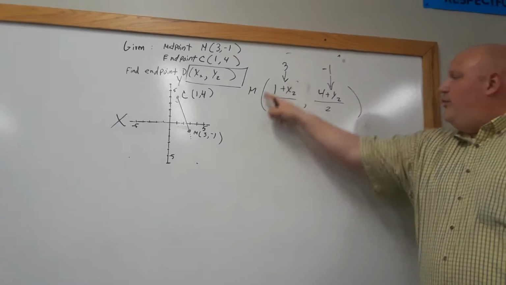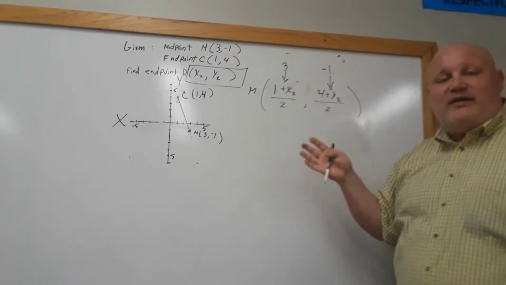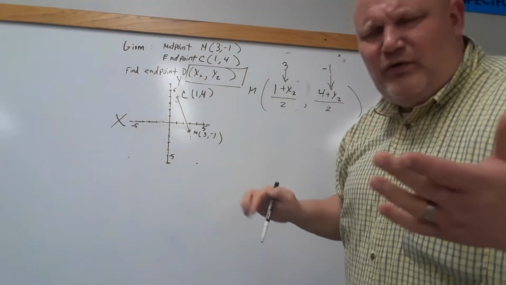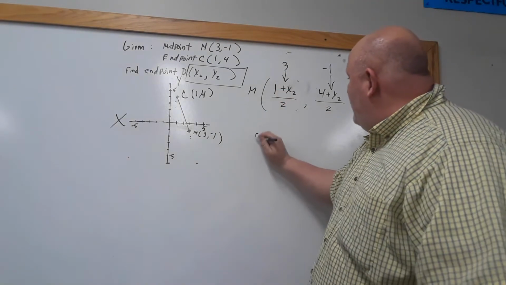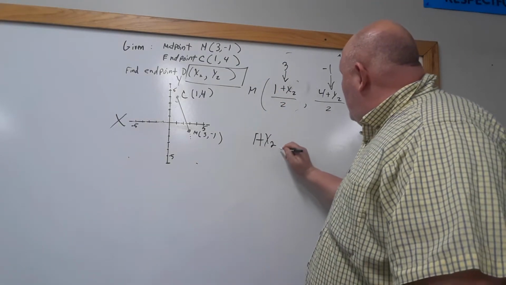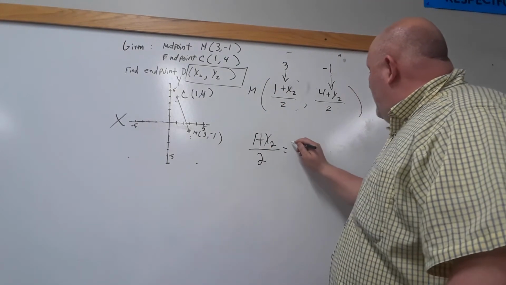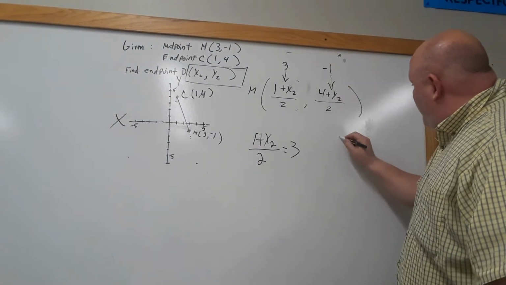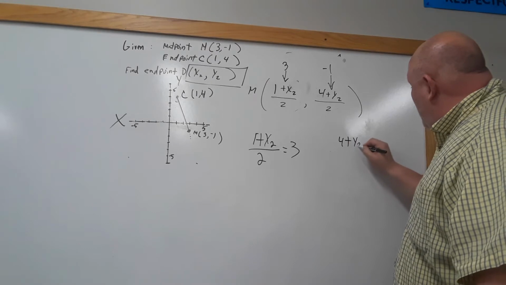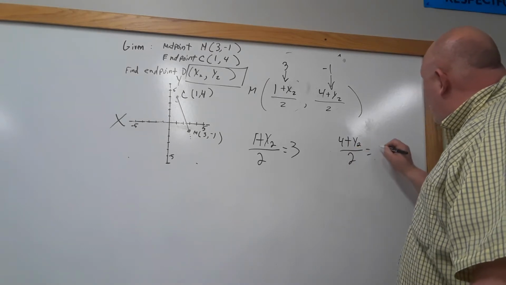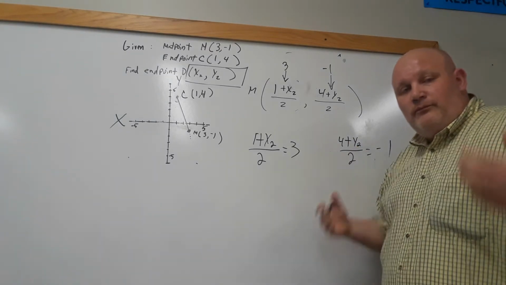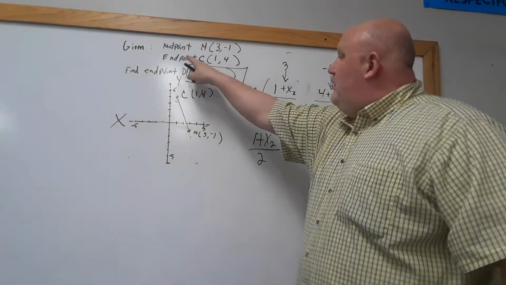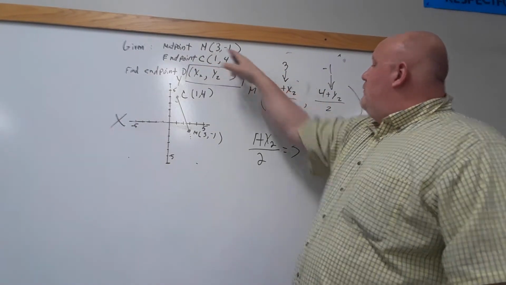And I know the whole thing is going to equal 3, so I'm going to actually solve some equations. So look: (1 + x2) divided by 2 we know is going to equal 3. And over here, (4 + y2) over 2 is going to equal -1. Because that's our given information, the midpoint, that whole thing.